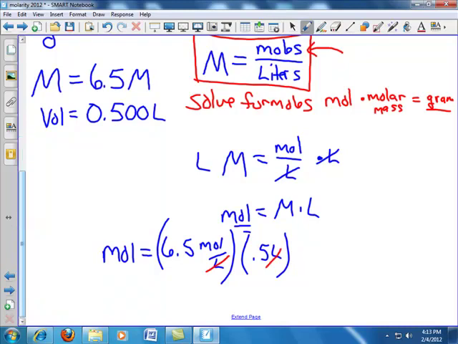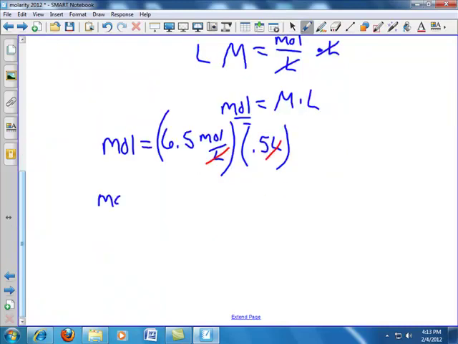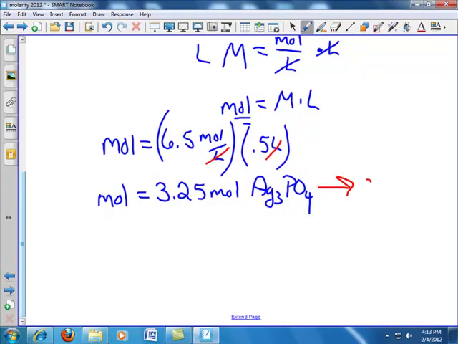That cancels out that, and that tells me that my number of moles is 3.25 moles of Ag3PO4. Now, am I done? No, because what I want is grams. So I want to change this into grams.